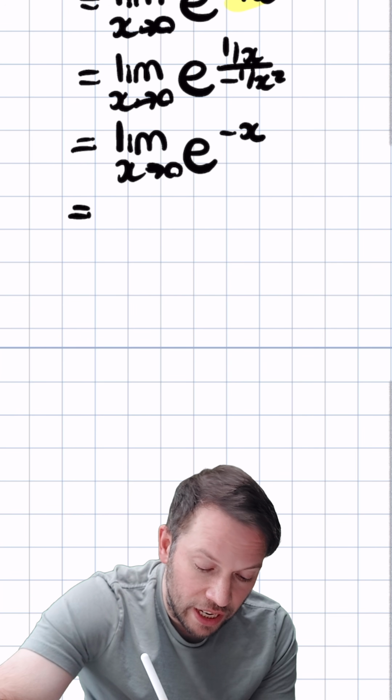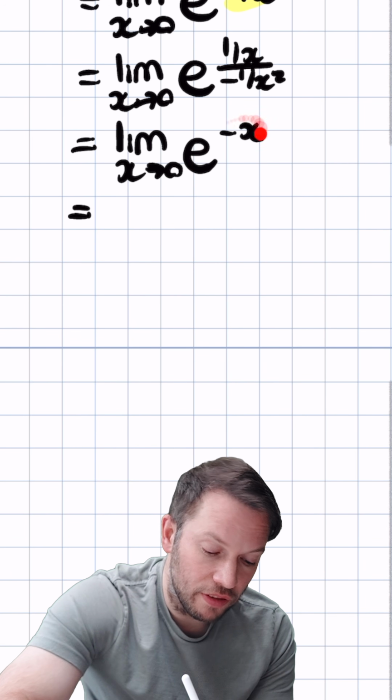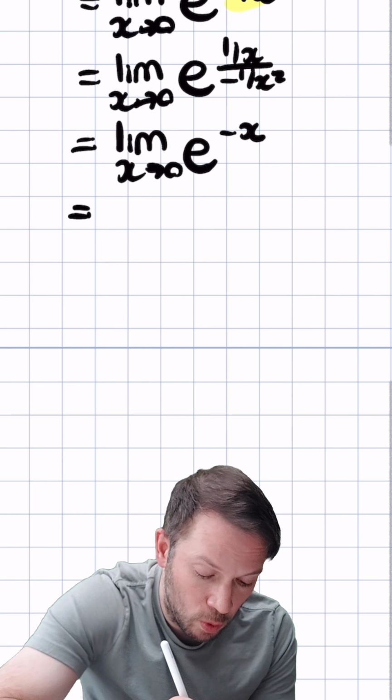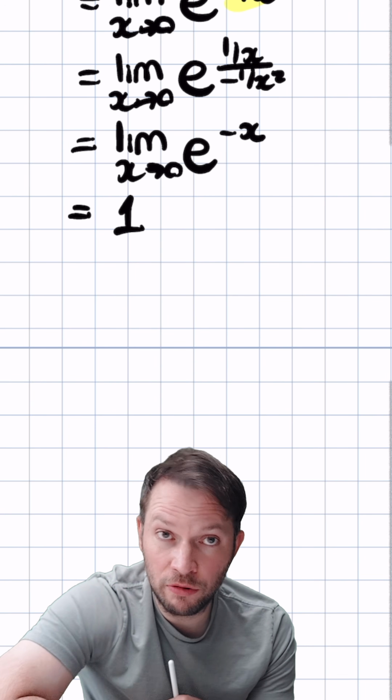But if we substitute in x as 0 now into this, we end up with e to the power of 0, but e to the power of 0 is 1. So therefore, the final result is 1.